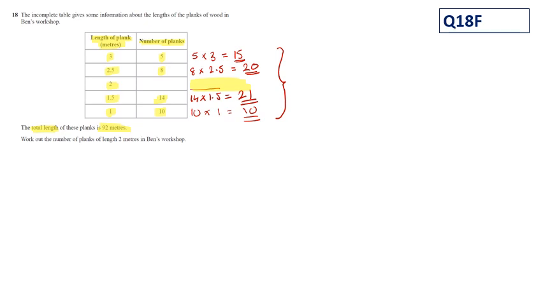So at the moment, I've got 15 plus 20 plus 21 plus 10. That equals 66. In total, I know they add up to 92. So if I do 92 take away 66, that will give me 26.